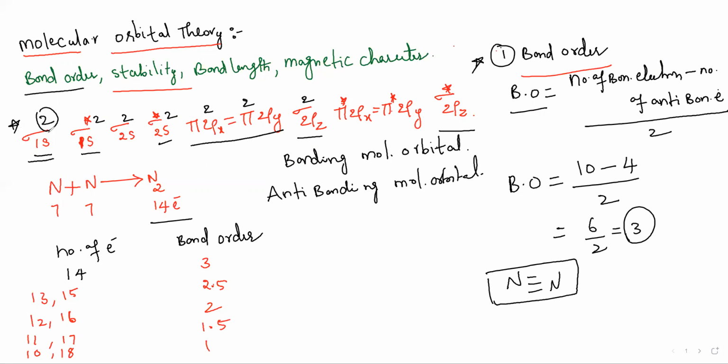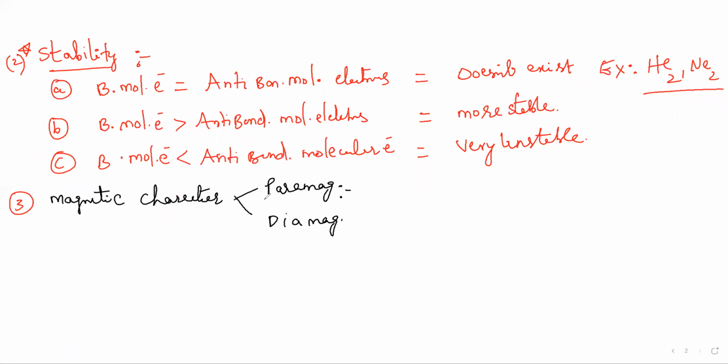Suppose after filling electrons in this orbital diagram, everywhere only 2 electrons are present, those molecules come under diamagnetic in nature. Paramagnetic in nature is nothing but unpaired electrons being in the energy diagram, and if all are paired, then we can say the molecule is diamagnetic in nature. So that is how we can conclude the magnetic character of any molecule.